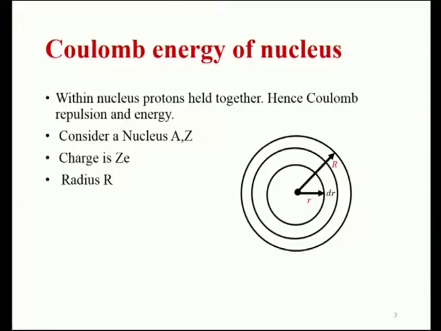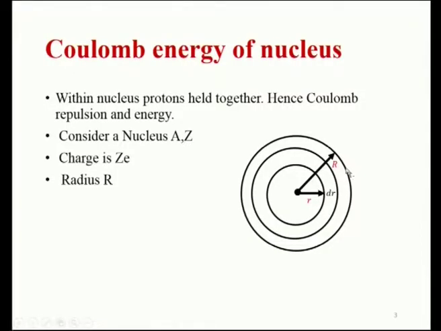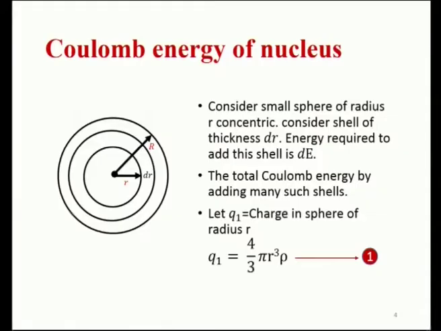Some energy is required to add it because it is repulsive. So, we will see what energy is required to add the shell of thickness dr onto the smaller sphere of radius r. Then we add another shell, and finally we get the total nuclear sphere. This part is done by integration. Consider a small sphere of radius r, concentric with the nucleus, and a shell of thickness dr added onto it.